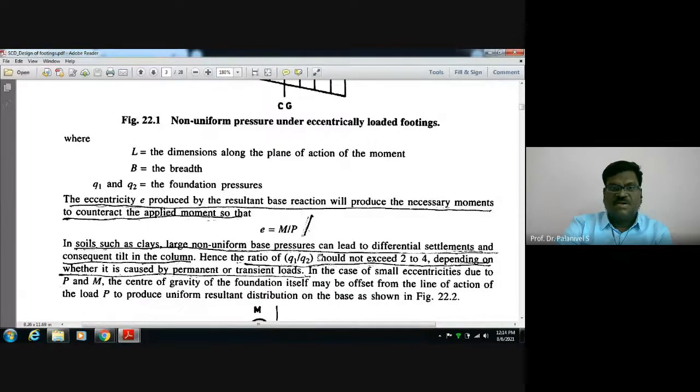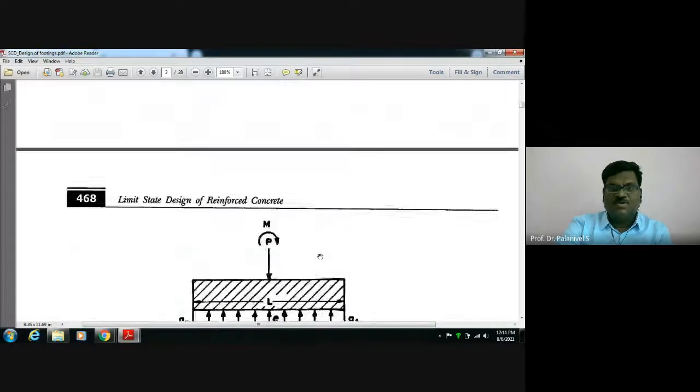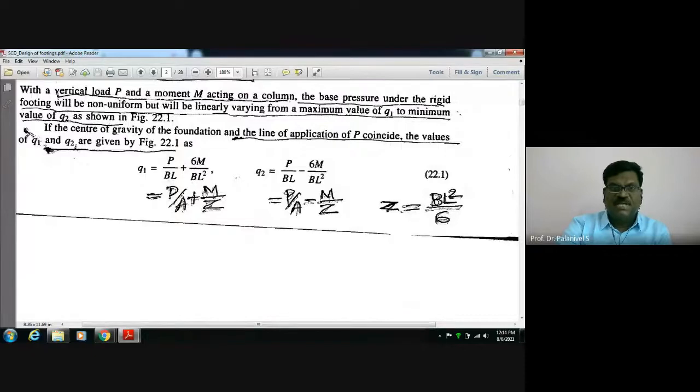This is not very important. Again, you are going to apply your mind and do it. For the time being we are just seeing. So Z equals B L square by 6. Substitute in this: P divided by A, what is A? B into L.